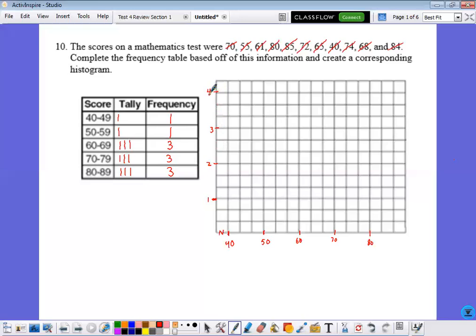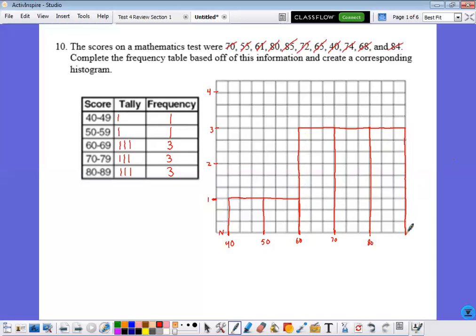Now 40 to 49 is going to go up to 1, so I'm going to draw that. Up to 1, I'm going to go over, I'm going to come down. 50 to 59, same thing at 1. Notice I don't really have to go up because it was the same height. 60 to 69, I'm going up to 3, and then over and down. 70 to 79 was the same height. And then 80 to 89 was the same height.